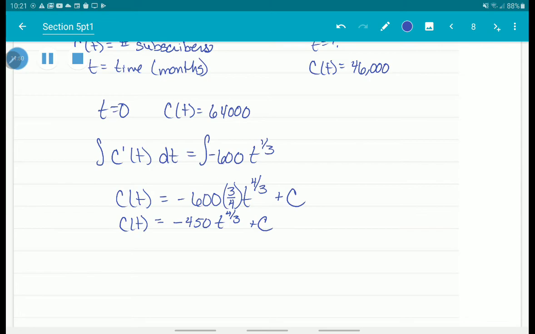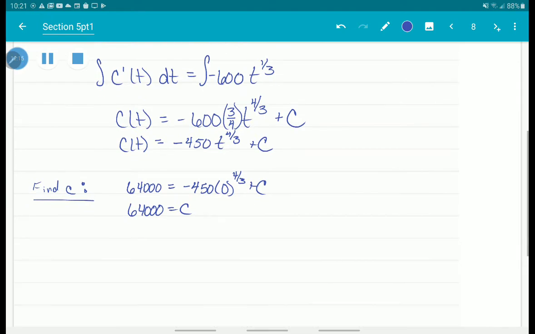Now we've got to figure out what C is. So let's substitute in the initial condition. The initial condition says we have 64,000 subscribers right now, which would be at time 0. So 64,000 is equal to our C. So then our equation, C of t, is equal to negative 450 t to the 4/3 plus 64,000. That will tell us how many subscribers we have at any point in time.